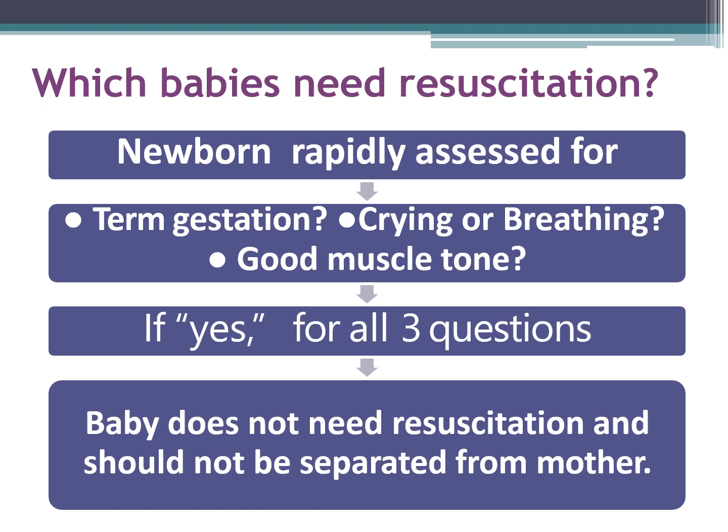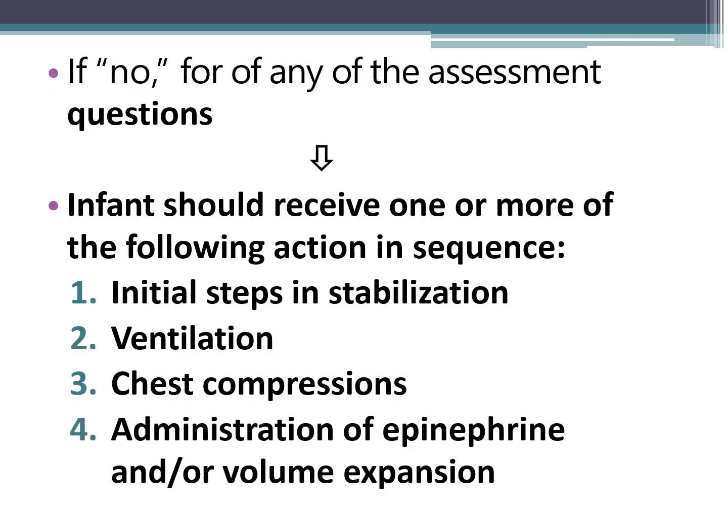The babies who need immediate resuscitation include the newborn. When you are assessing the newborn rapidly, you have to see whether the baby is a preterm baby or a term baby, whether the baby is crying or not, and the muscle tone of the baby. If your answer is yes for these 3 questions, that is, the baby is crying, the baby is a term baby, and the muscle tone is good, that baby doesn't need anything. You can just allow the baby to be with the mother.